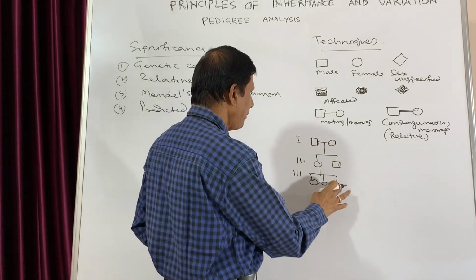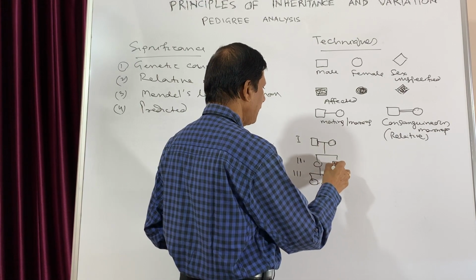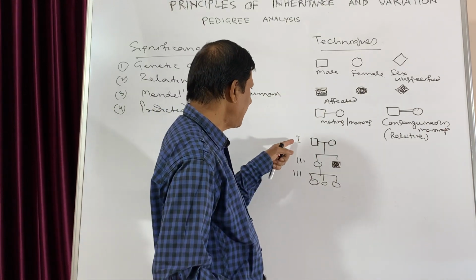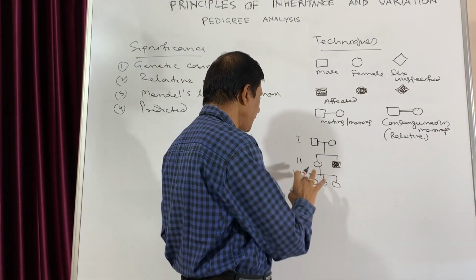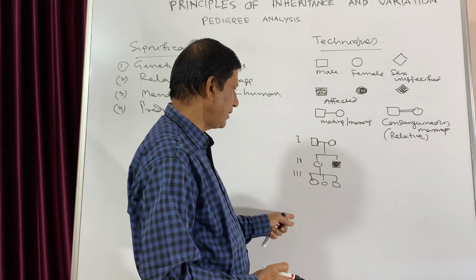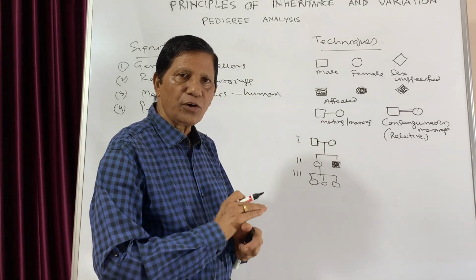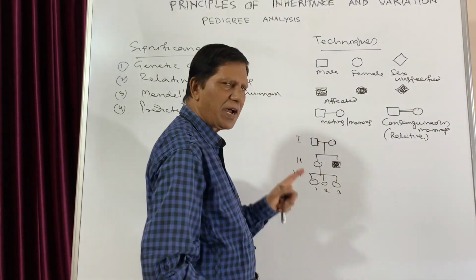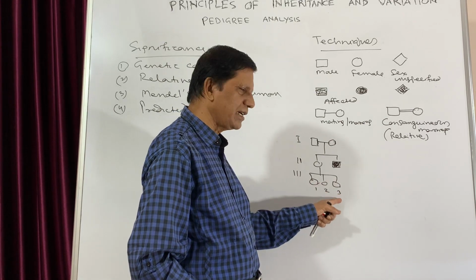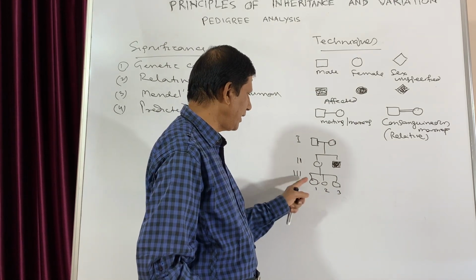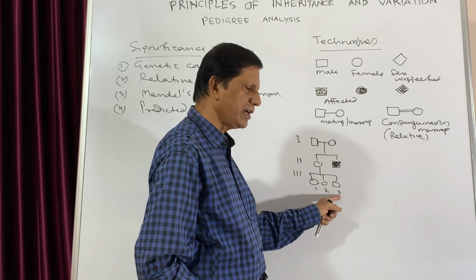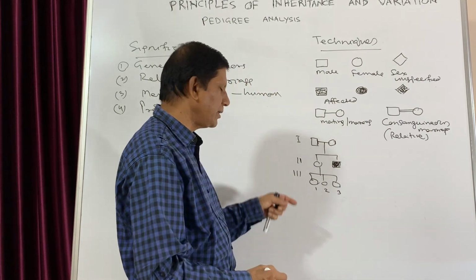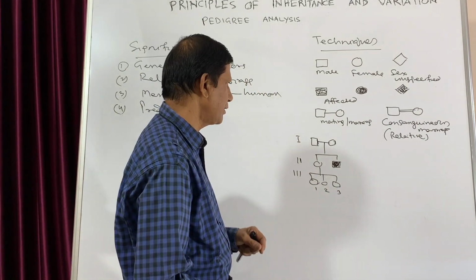If anybody is affected, it will be shaded like this. If there is no darkening, then they are not affected. This is generation 1, generation 2 and generation 3. These are written in Roman numerals. But if we write the number of children, we can write 1, 2, 3, 4 like that. That means the first child is 1, second child is 2, third child is 3. So 3-1, 3-2, 3-3 means third generation, third child, like that. So this is Arabic numerals 1, 2, 3, while this is the Roman numerals. So this is represented like this.